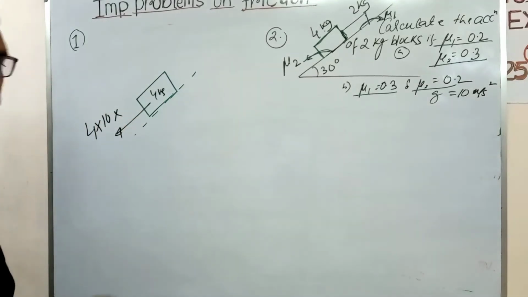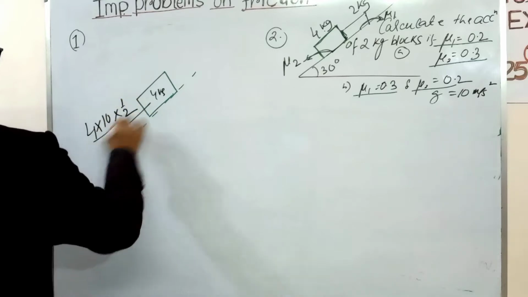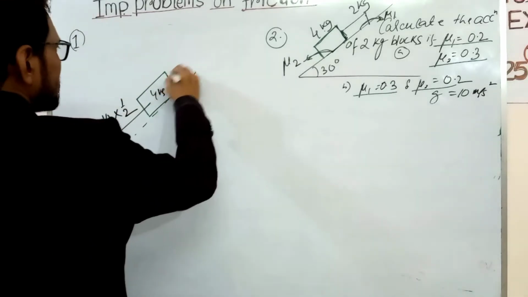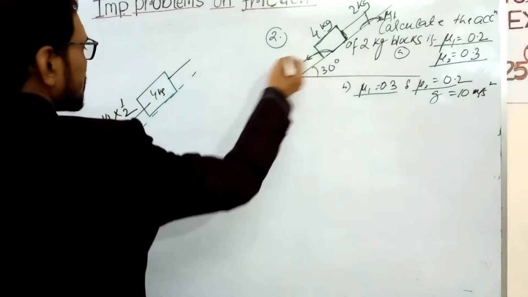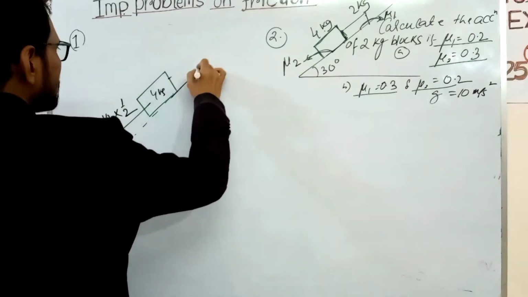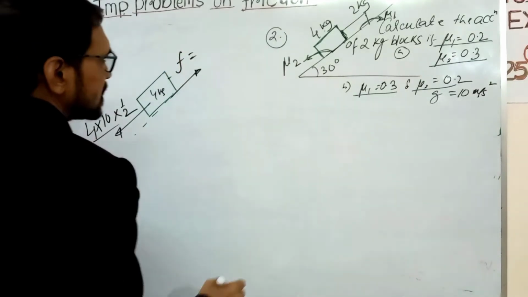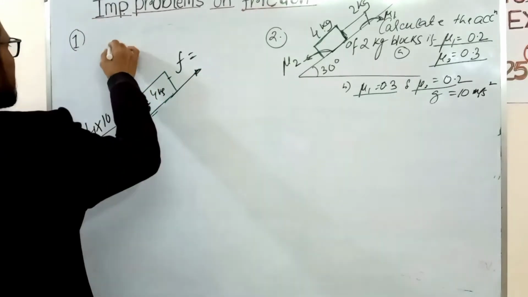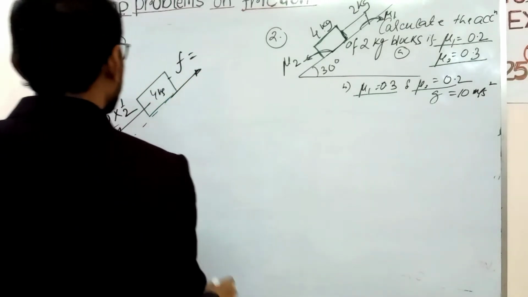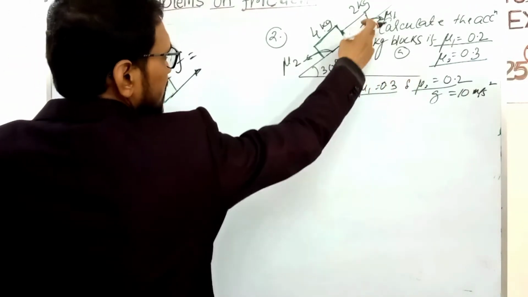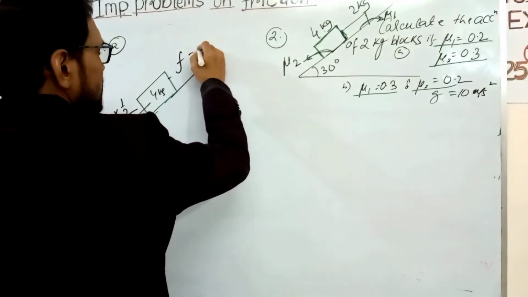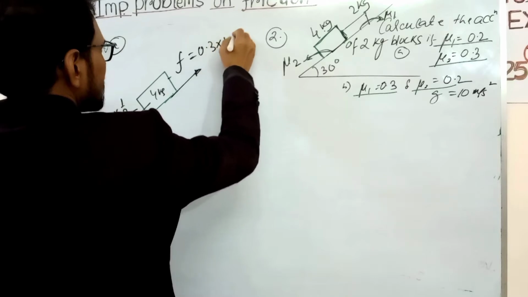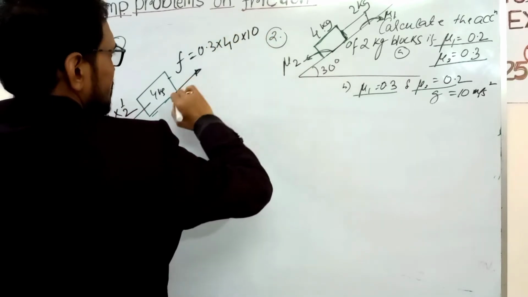Sin 30 degrees is half, and here on the 4 kg block, friction will act in this direction. What is the value of friction? Friction will be mu mg. For the first case, mu equals 0.1 here and mu equals 0.3. So mu, that is 0.3, into mg, that is 40, with g as 10, and cos 30 degrees equal to root 3 by 2.